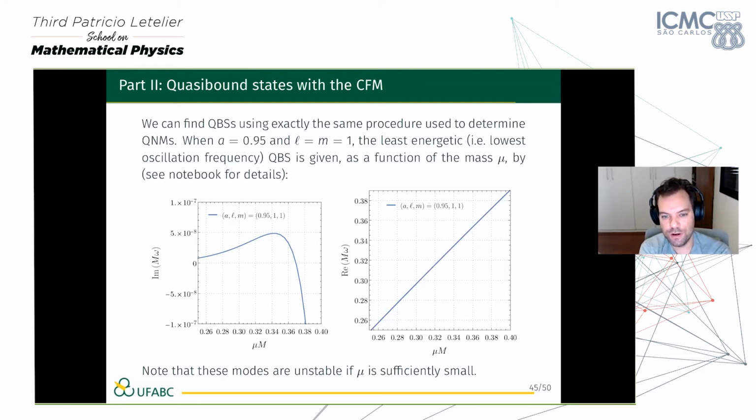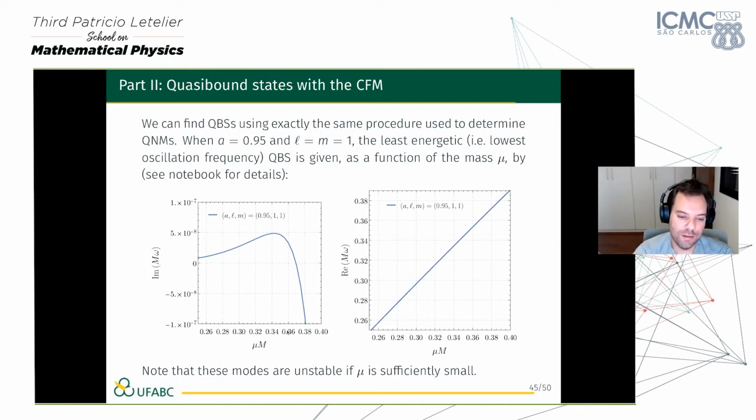But for Kerr black holes, which we are studying here, there's an interesting, curious behavior, which is that these quasi-bound states can be associated with instabilities. So here we plot these quasi-bound states, which we find by doing exactly the same procedure that we do to find quasi-normal modes. We use the continued fraction equation. And I'm going to show you how we do it in the notebook.